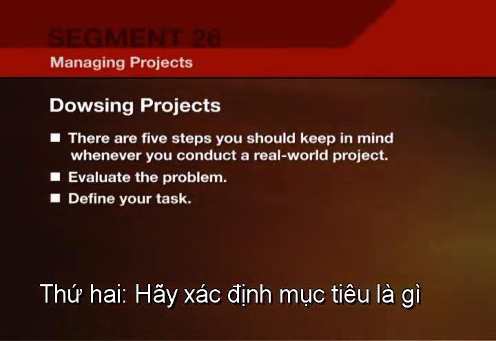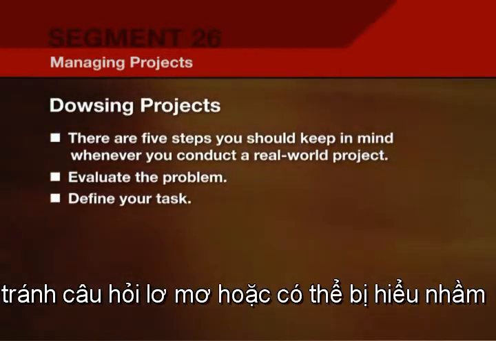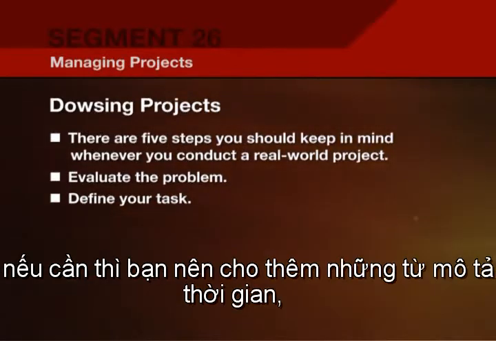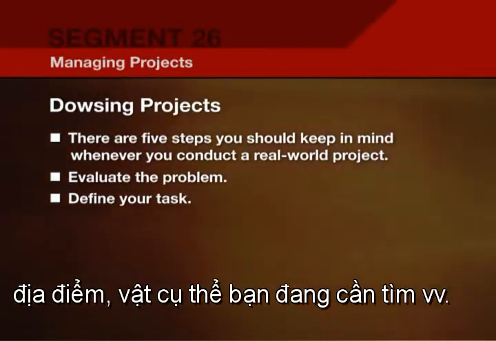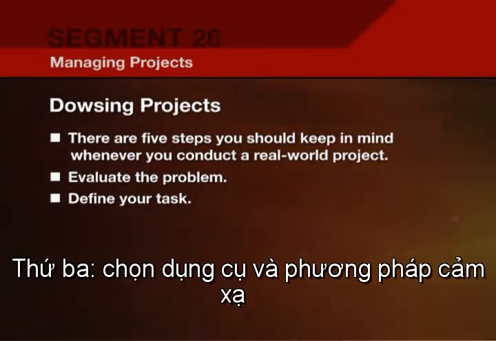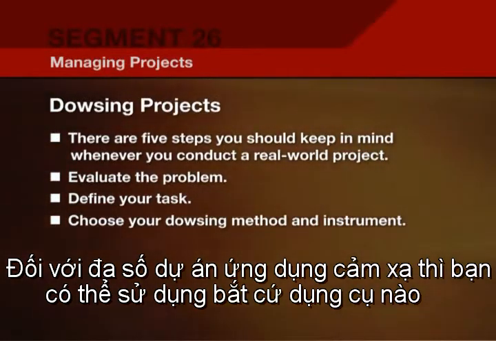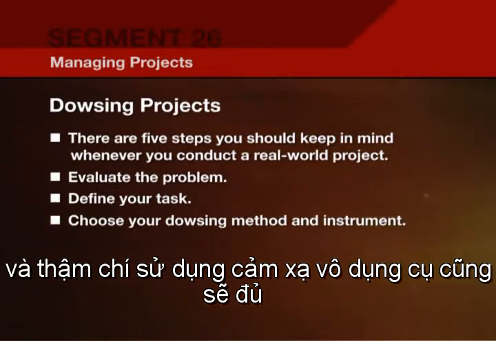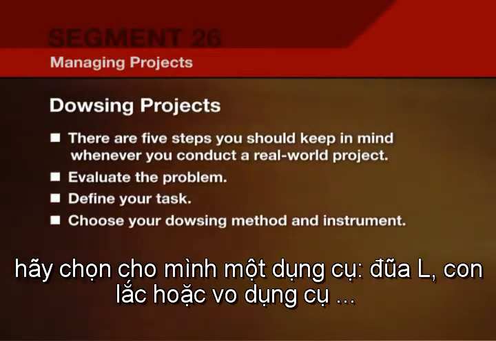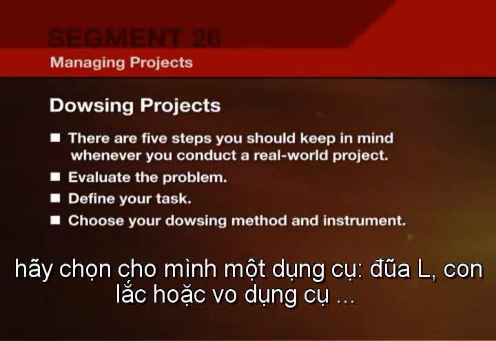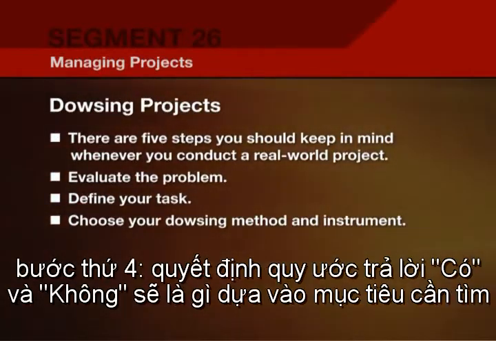Second, define your task. As previously explained, make sure that your phrasing makes perfect sense and eliminates the possibility of being too ambiguous. If needed, remember to include descriptors for defining time, location, and the specific object or answer you are seeking. Third, choose your dowsing method and instrument. For most dowsing projects, any one of the usual tools or the use of deviceless dowsing will suffice, but some projects will require a more specific choice. Ask yourself which tool, L-rods, pendulum, or deviceless, would be the most effective in your situation, or whether it makes a difference at all.